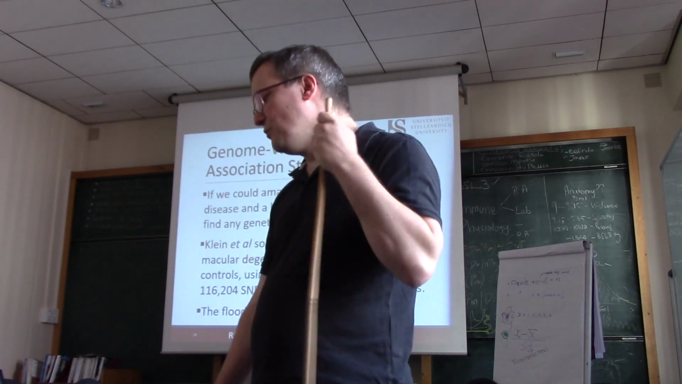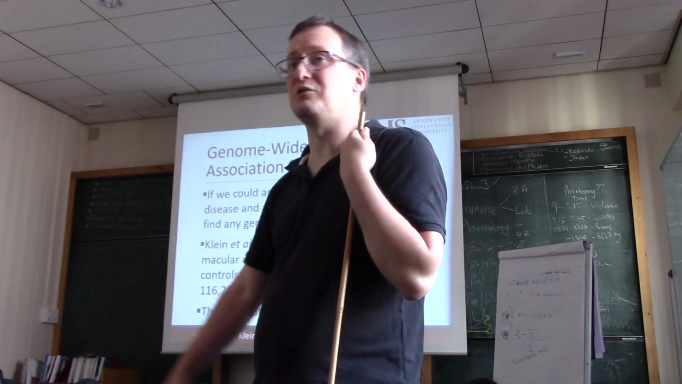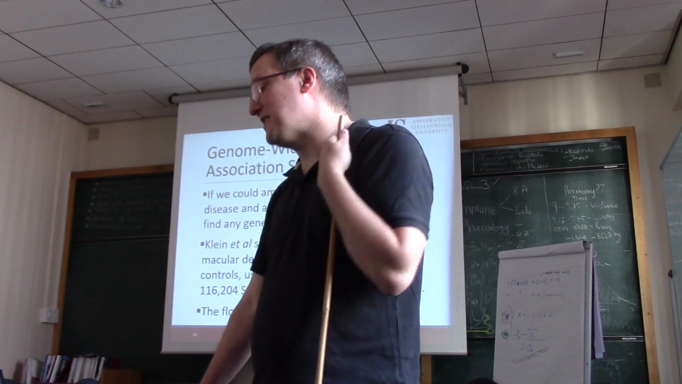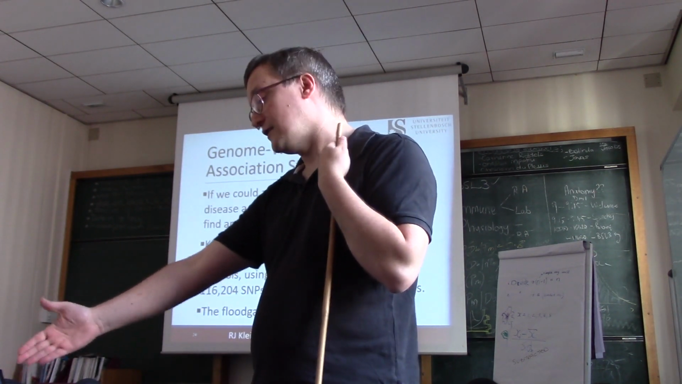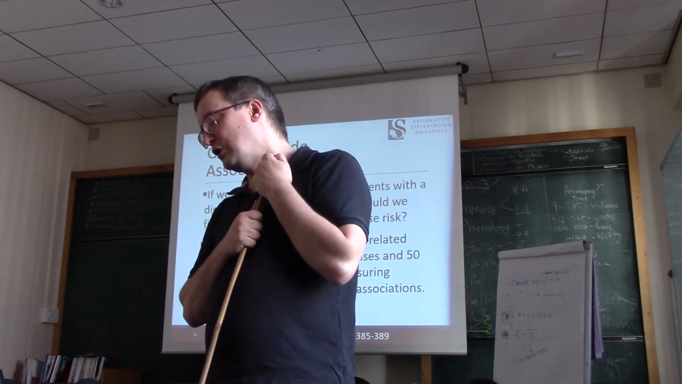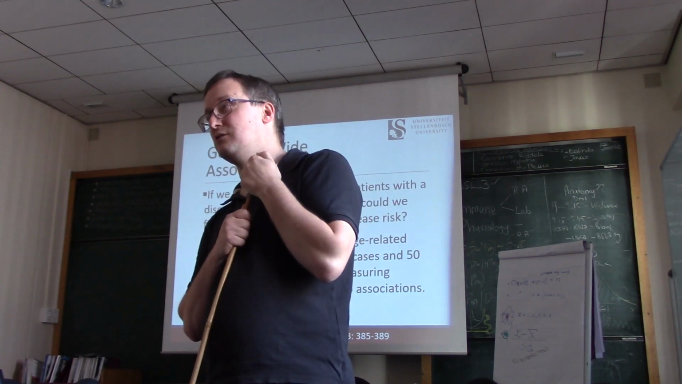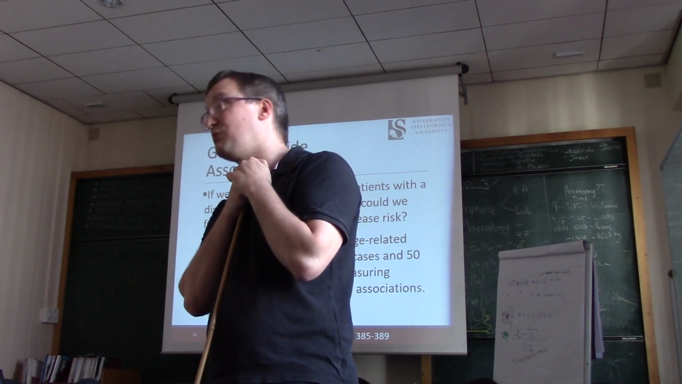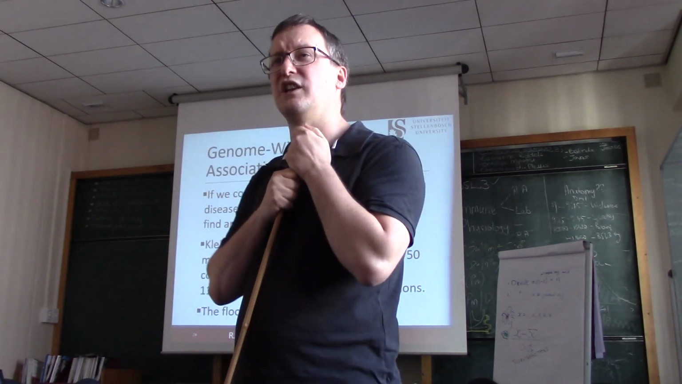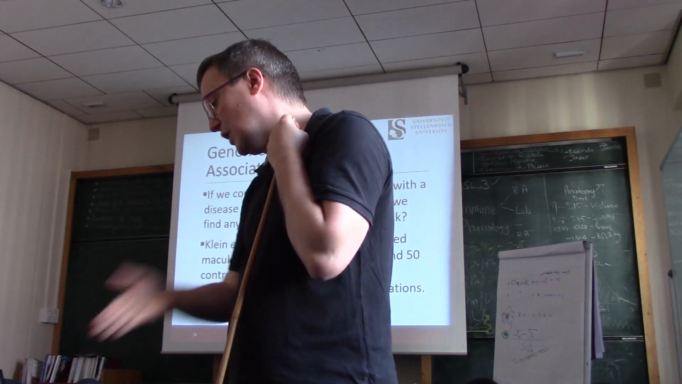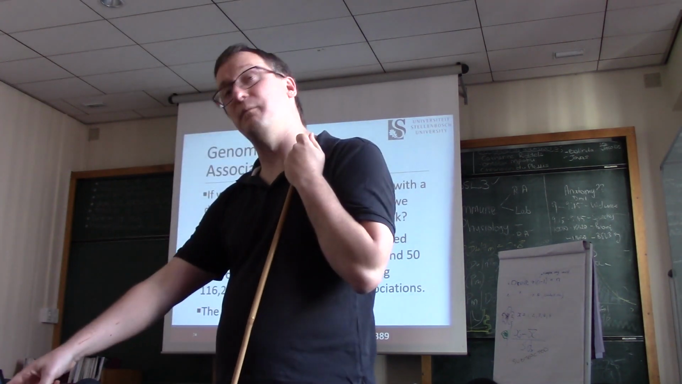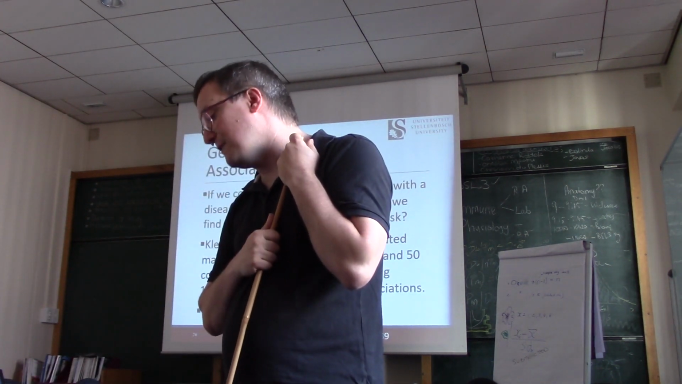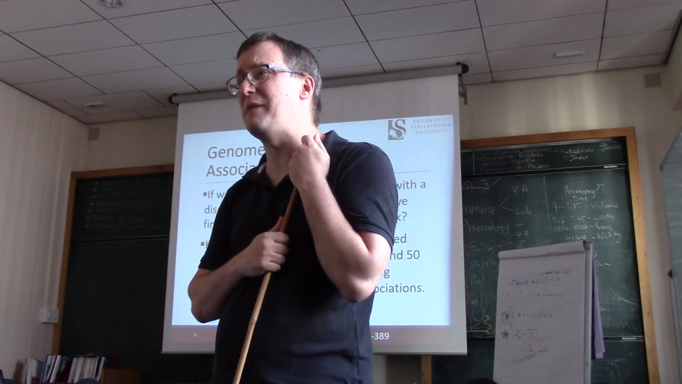So the Genome-Wide Association Study helps us to address situations like this. If we can amass 100 patients with a disease and another cohort of 100 without, could we find any genetic markers, particular sequence variations, that were associated with disease risk, sometimes expressed like an odds ratio? Okay, so Klein et al., we're looking for markers of age-related macular degeneration. Everyone know where a macula is?